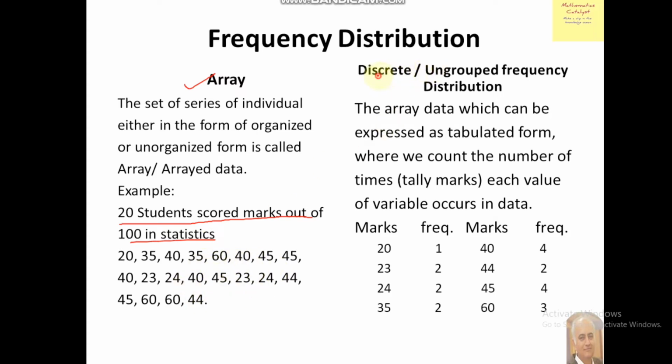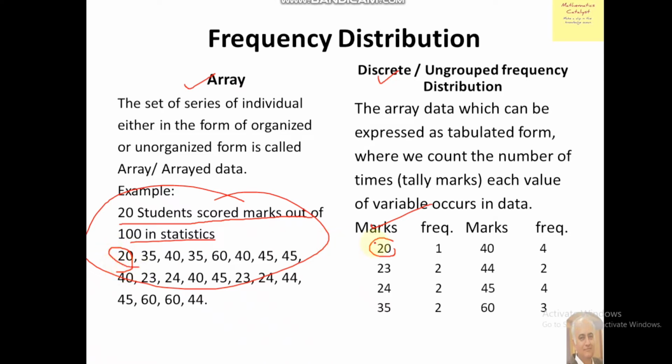Second is discrete, or ungrouped frequency distribution. I have told about the discrete also. The array data which can be expressed in tabulated form. Matlab we have to convert this data into the tabulated form, right? So we are observing here, how many times does 20 come? Whenever you see the data here, 20 comes one time only.